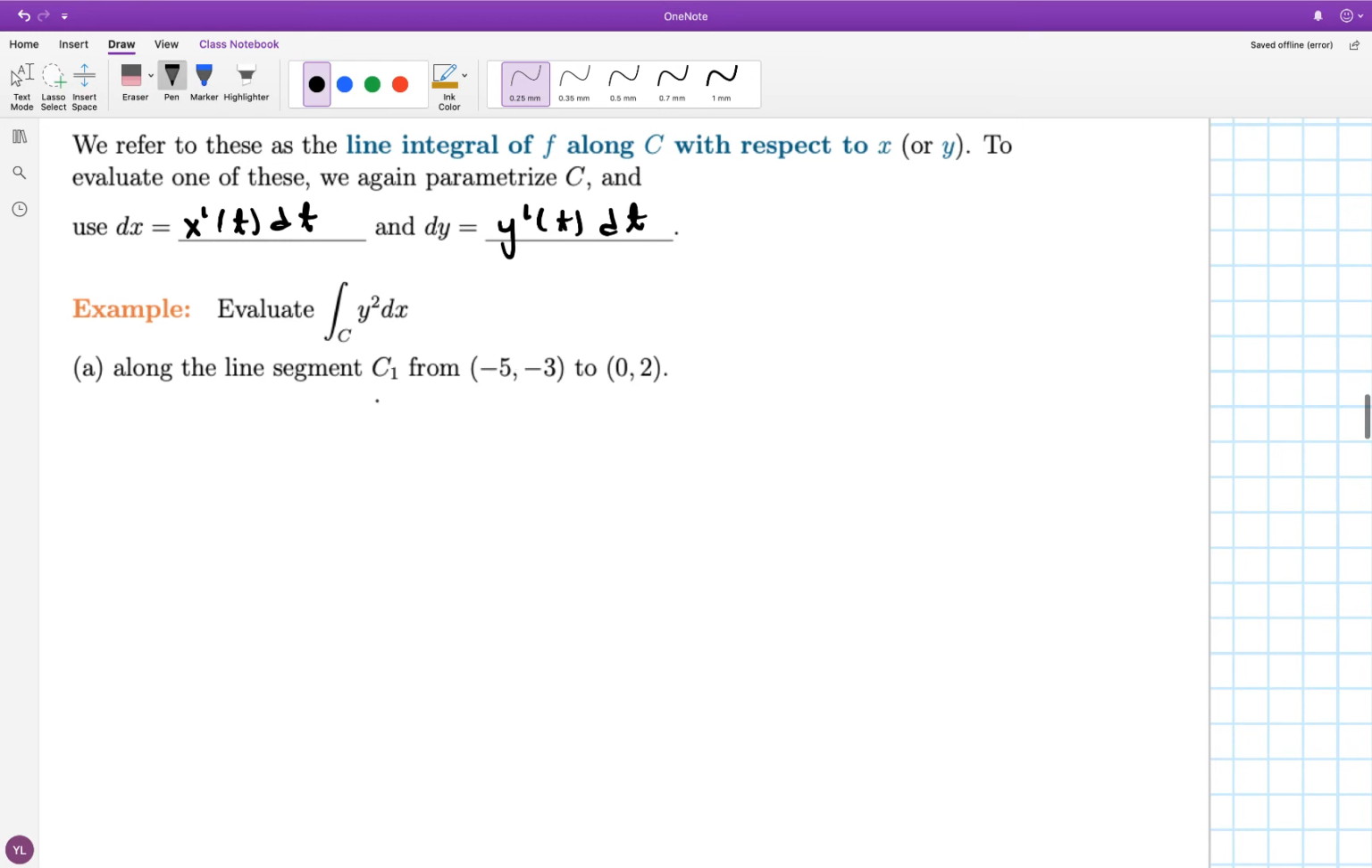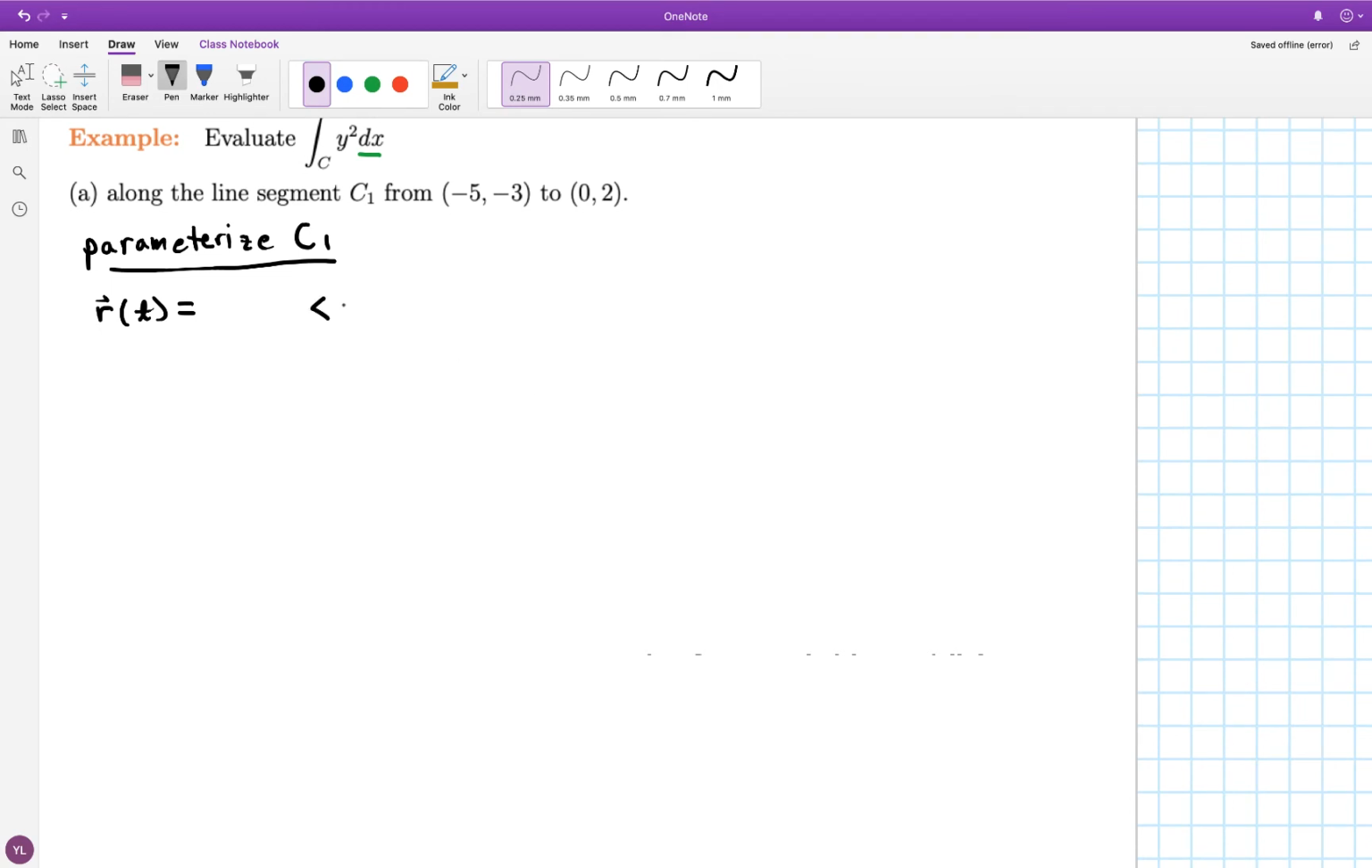We start, as before, parametrizing the curve. And this is a nice little trick for parametrizing a line segment. If you write your starting point and ending point as vectors, and then in front of the starting point, put a 1 minus t, and in front of the ending point, put a t, and then run t from 0 to 1, that will parameterize your line segment. You can see when t equals 0, you're at the first point, and when t equals 1, this is 0, and you're at the second point.